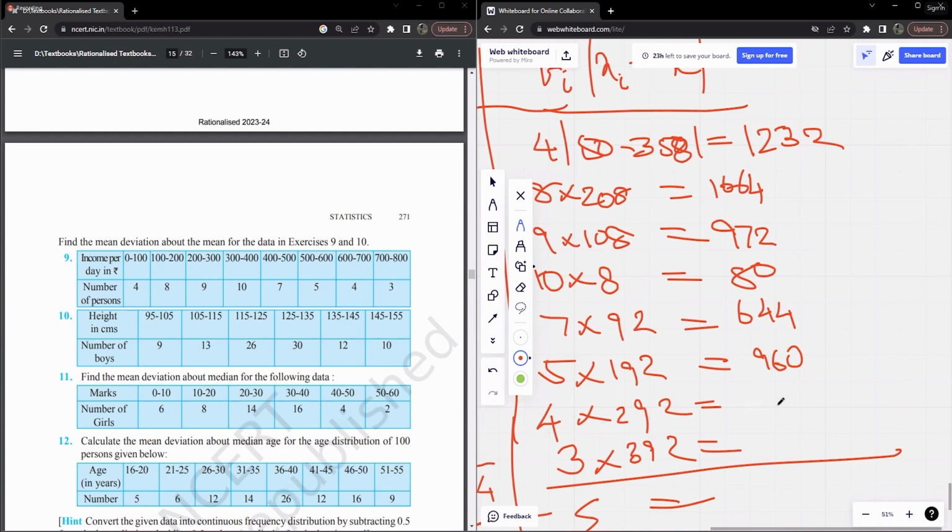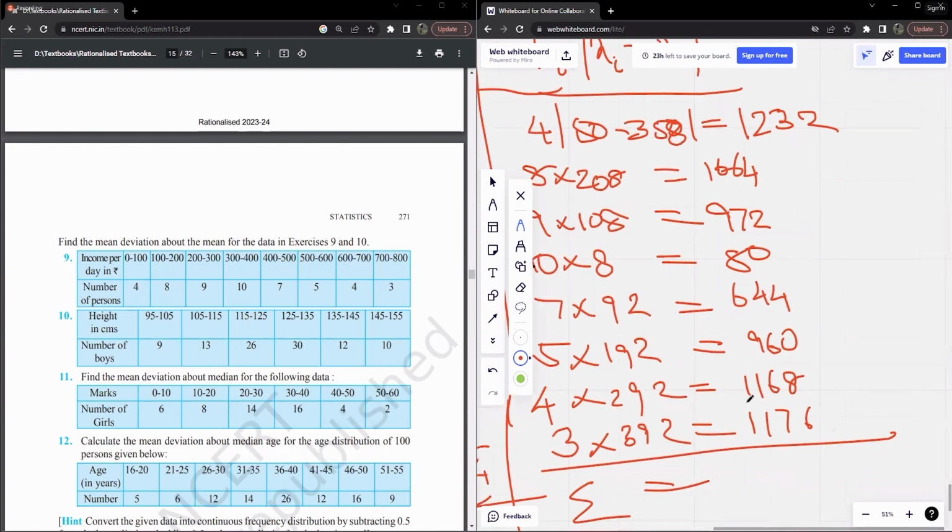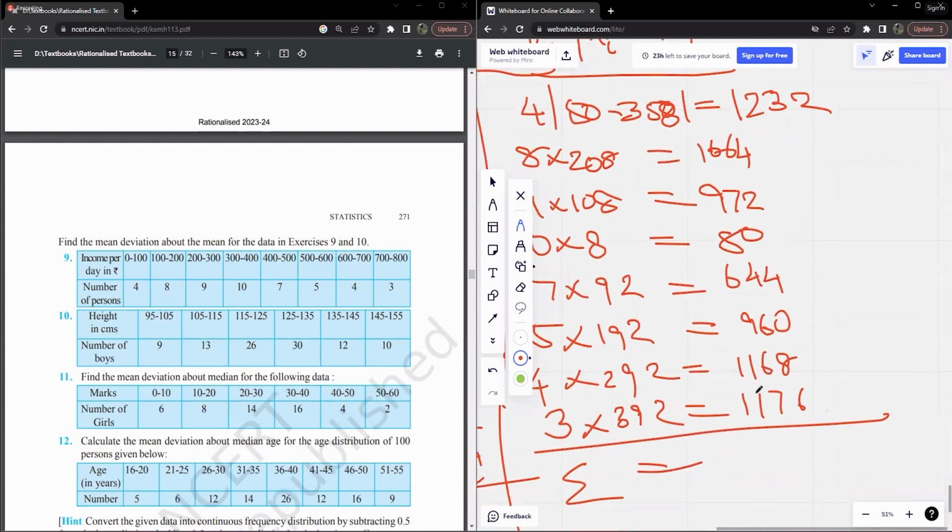So this is going to be 1168. And this is going to be 43s are 120. So it's 117. So 1170, 1176. Right. Therefore, this sum is going to give me 7,896.